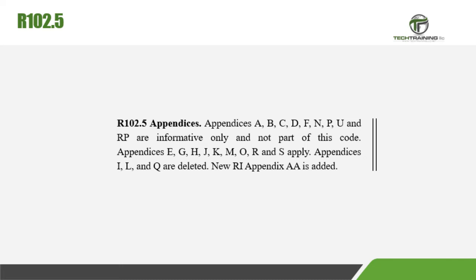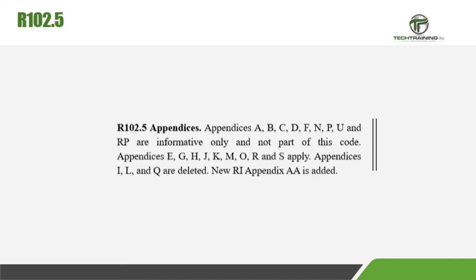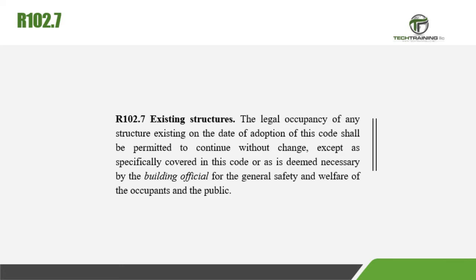R102.5 is an overview of appendices. R102.7 is existing structures. This amendment is clarifying that the existing structures on the date of the adoption of this code shall be permitted to continue without change. However, there are exceptions which may be specifically covered within the code or deemed as necessary by the building official for the general safety and welfare of the occupants and the public.